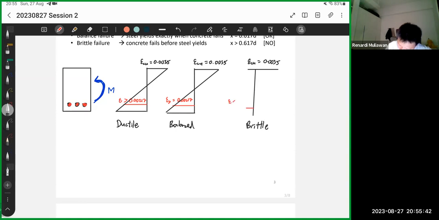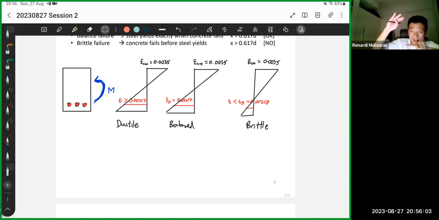So this one is still less than the yield strain, which is again 0.00217. So this is what brittle failure means. Something like this. Yeah, so this is brittle. Okay, I hope this is quite straightforward. We assume the concrete has failed, right? Then we check the steel. Has the steel yielded or not yet? That's how you differentiate ductile and brittle.